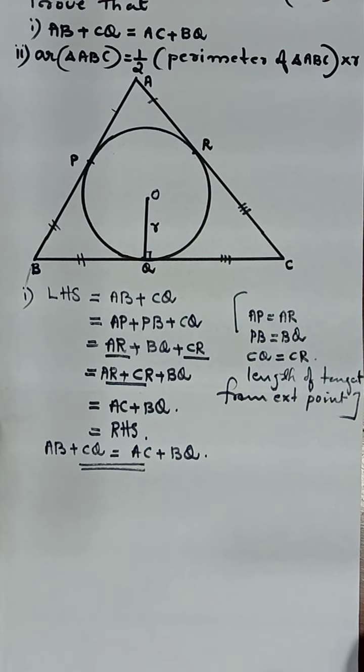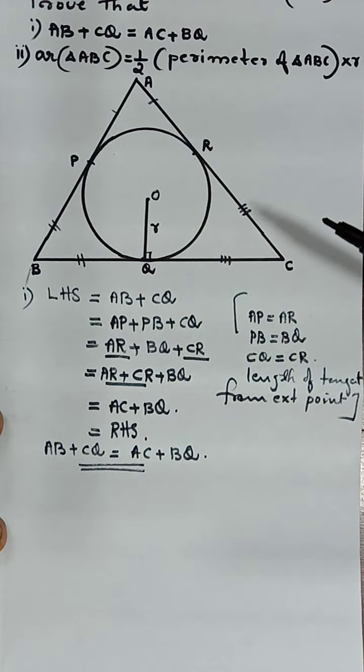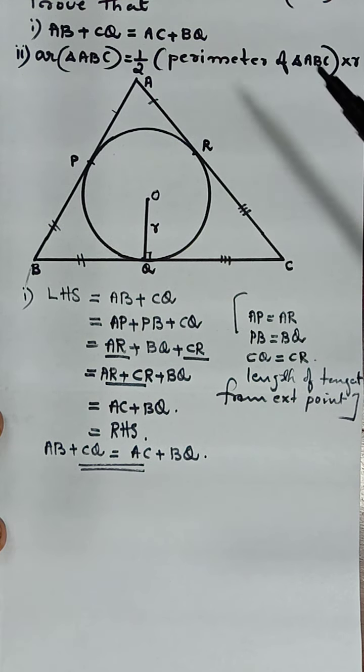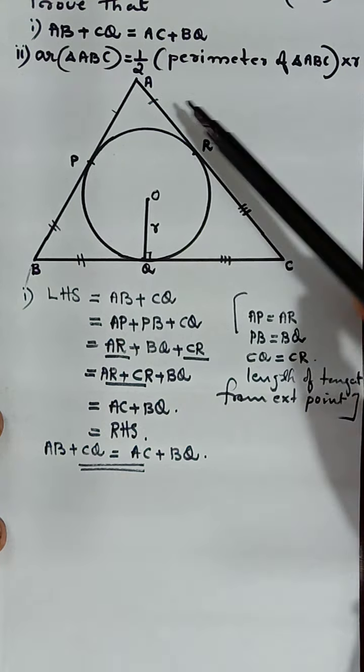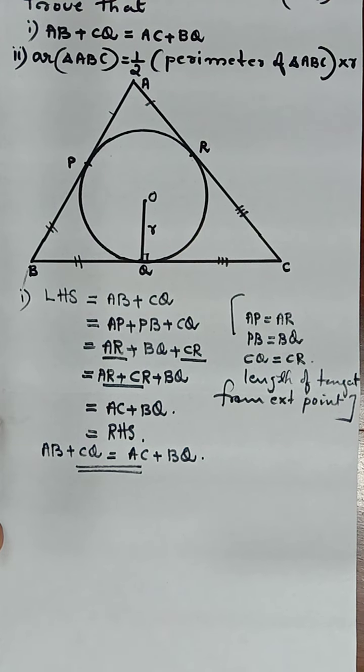Let us see the second part of the question. That is area of triangle ABC equal to half into perimeter of triangle ABC into radius. Perimeter means it is the sum of the sides AB plus BC plus AC. Half of sum of all these sides into radius we have to get. So for which we have to join OA, OB, OC. Okay, let us join it.